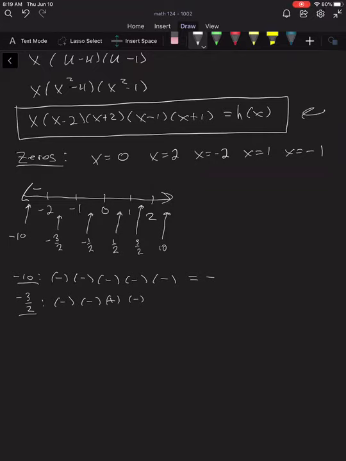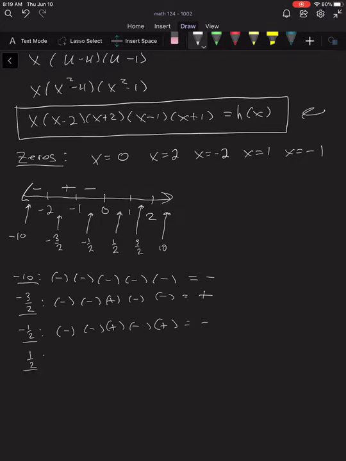And minus 3 halves plus 1 is minus. So this gives us a positive. The next one was minus 1 half. So the first one's minus. Then we have minus 1 half minus 2. That's minus. Minus 1 half plus 2 is positive. Minus 1 half minus 1 is minus. Minus 1 half plus 1 is positive. So this gives us a negative.